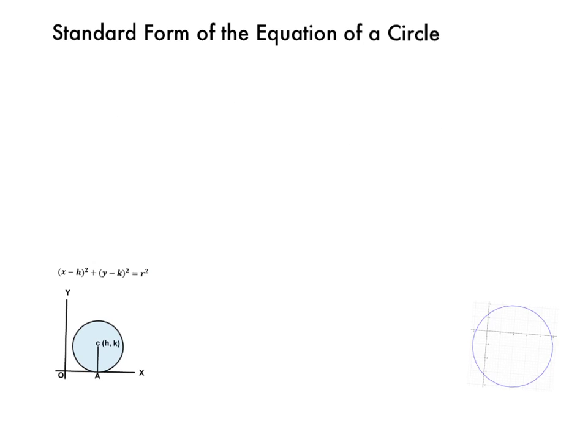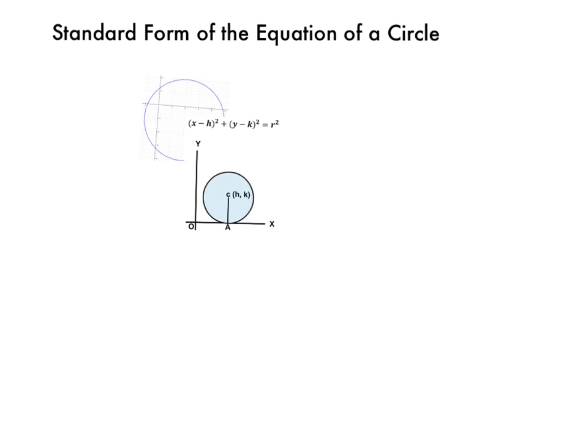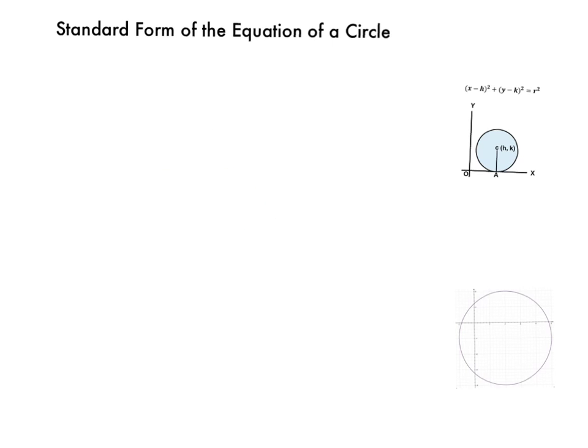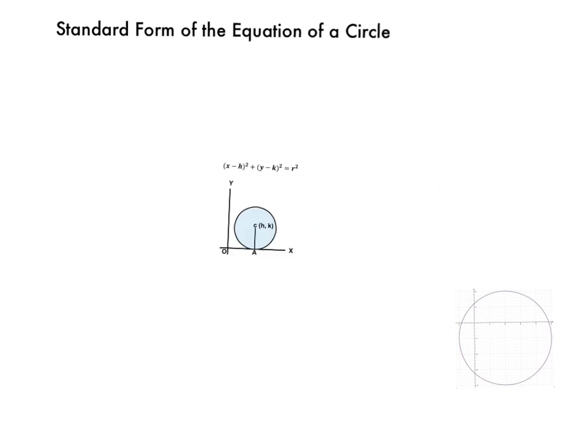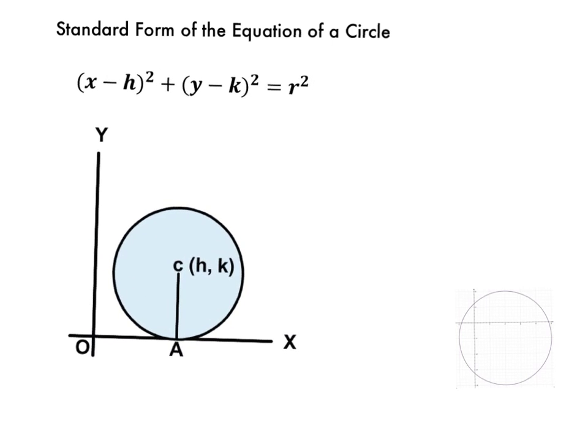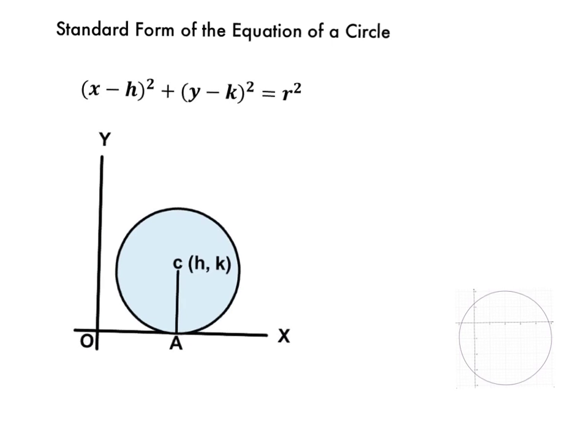Now for the standard form of the equation of a circle. That looks like this. You may recall from geometry, (x - h)² + (y - k)² = r². (h, k) is the center. The x and y represent any point (x, y) around the circle itself.